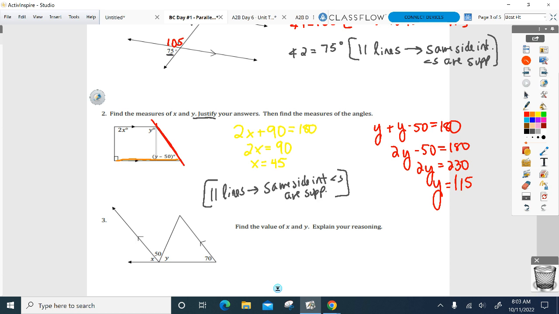The 2x angle will be what? 90 degrees right here. This will be 90. What about the y angle? 45. And then the y minus 50? 65, yep. So 90, 45, 65.